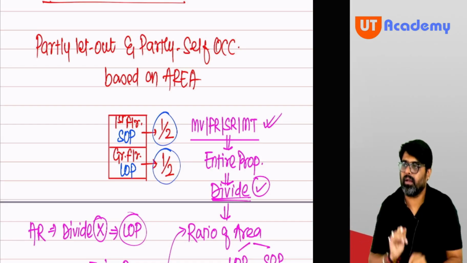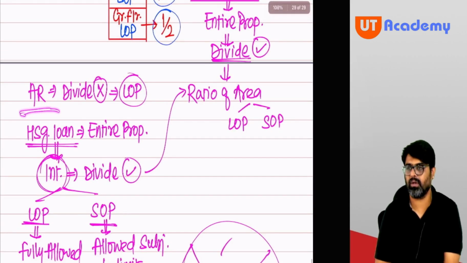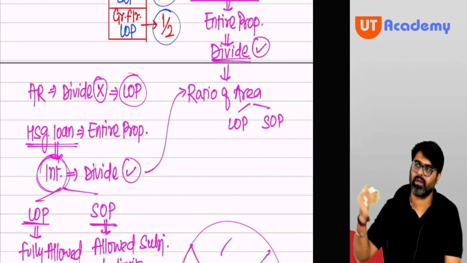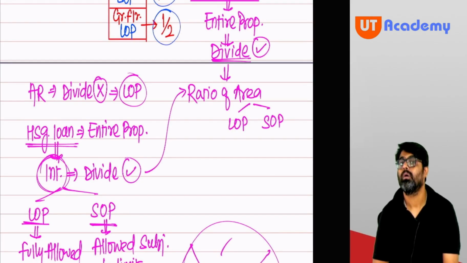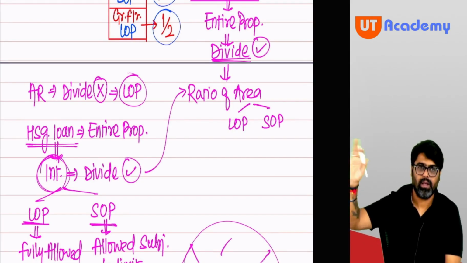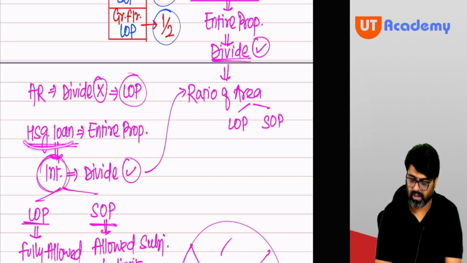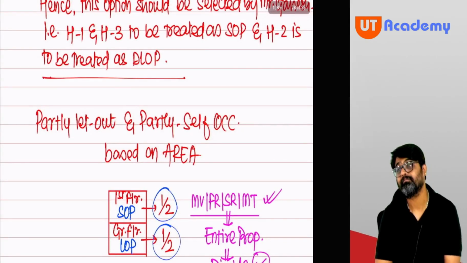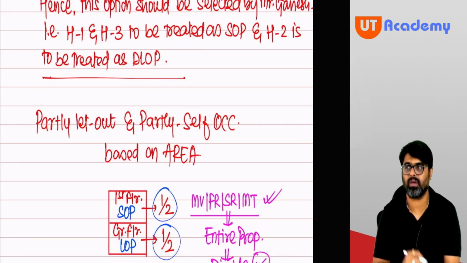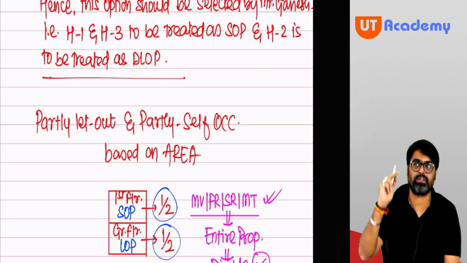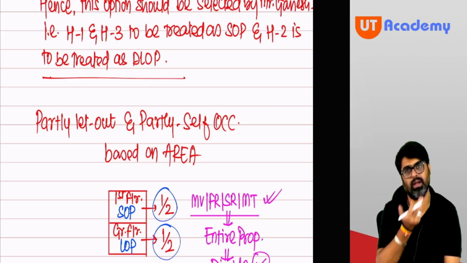Now, what if actual rent is given? Will you divide the actual rent, or will you show the entire actual rent in the LOP only? Entire actual rent is shown in the LOP portion. Now, the housing loan was taken only for the ground floor. Don't you think the interest will be for the ground floor only? No need to divide. What if the housing loan was taken for the first floor? Then the interest will be related to the first floor. Don't divide.